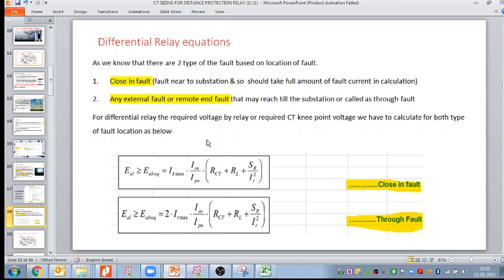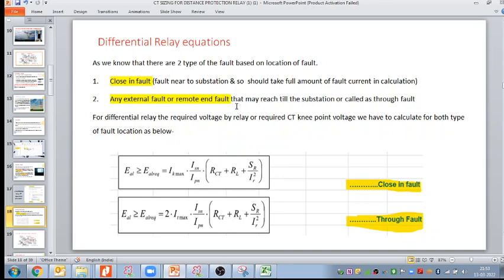We are taking the fault current, okay, because at that amount of fault current the CT may saturate. So we want the relay to operate before the CT saturates when the fault is happening. So we are calculating how much voltage is required for the relay to operate, and that voltage we are keeping as the CT knee point voltage. So every time we will not take the full load or continuous current. Every time in this calculation we will take the fault current only.